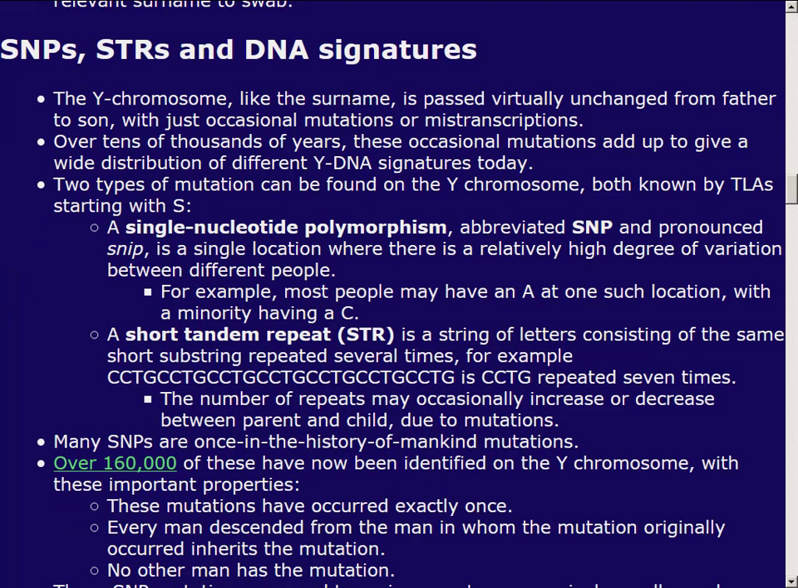So I mentioned a few times that we have occasional mutations on the Y chromosome. The surname is passed virtually unchanged. We will see many examples as I go on of how surnames do mutate. The spelling varies slightly. I've come across some that I would never have expected that were confirmed by DNA. For example, Lindsay and Lynch have the same Y DNA signature. So obviously at some point in past centuries, O'Lynchig in one branch became Lindsay, O'Lynchig in another branch became Lynch.